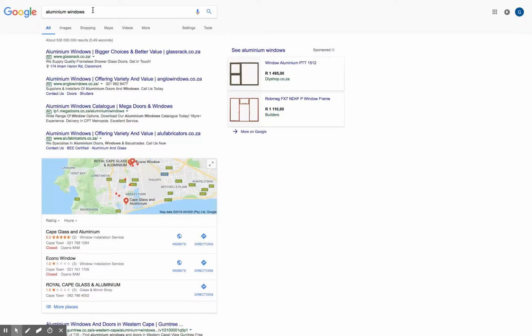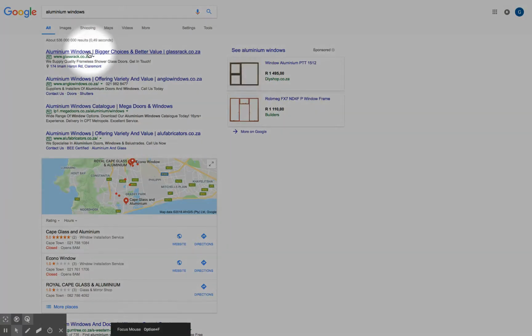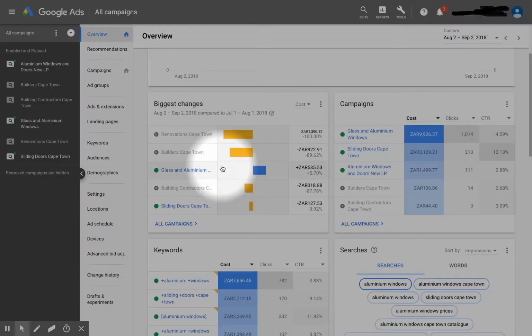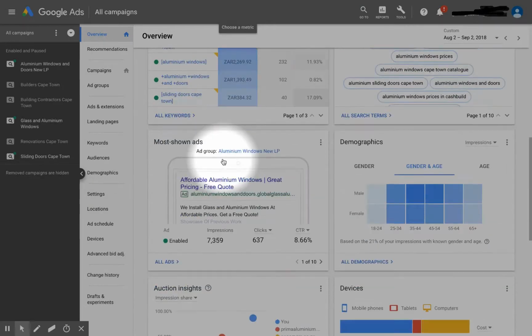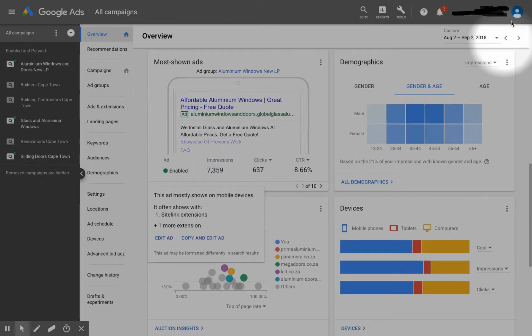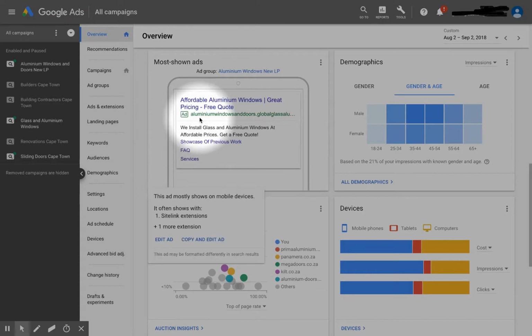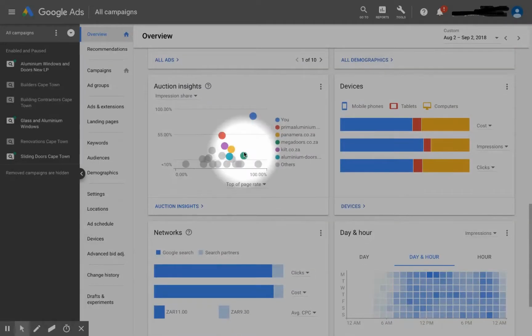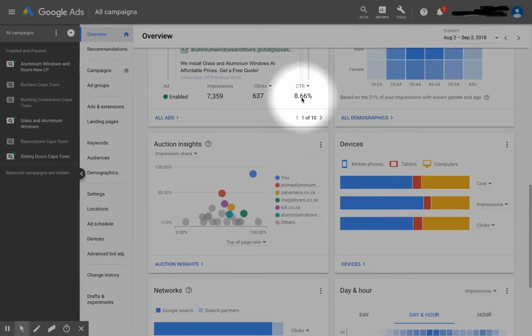We'll just quickly show you here. So aluminium windows is searched, and then these ads come up, aluminium windows, aluminium windows. One of our clients is an aluminium windows company, and they also do sliding doors, and you can see it's a live account. We've just blocked out their account ID for security purposes, but affordable aluminium windows, there we go. And it's got a good CTR, which is a click-through rate of 8.66%.